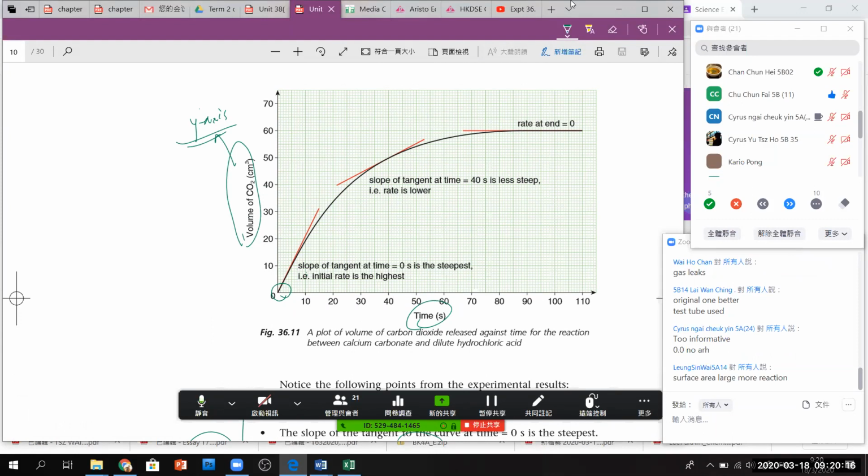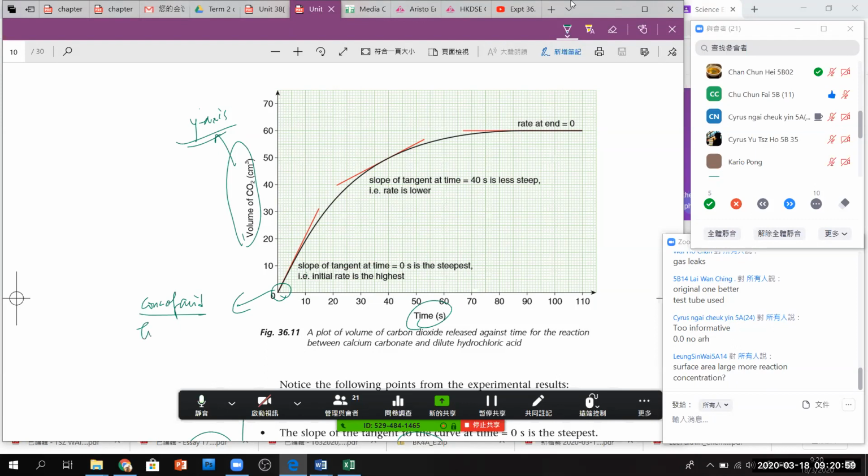What is meant by surface area large, more reaction? You mean the chemical? Now for the reaction to start, besides talking about the solid, what other chemicals are there? The other one is what? The acid. So what happened at time equal to 0? What physical quantities will affect the rate of reaction? Yes, concentration. Yes, that's right. The concentration of acid is the highest.